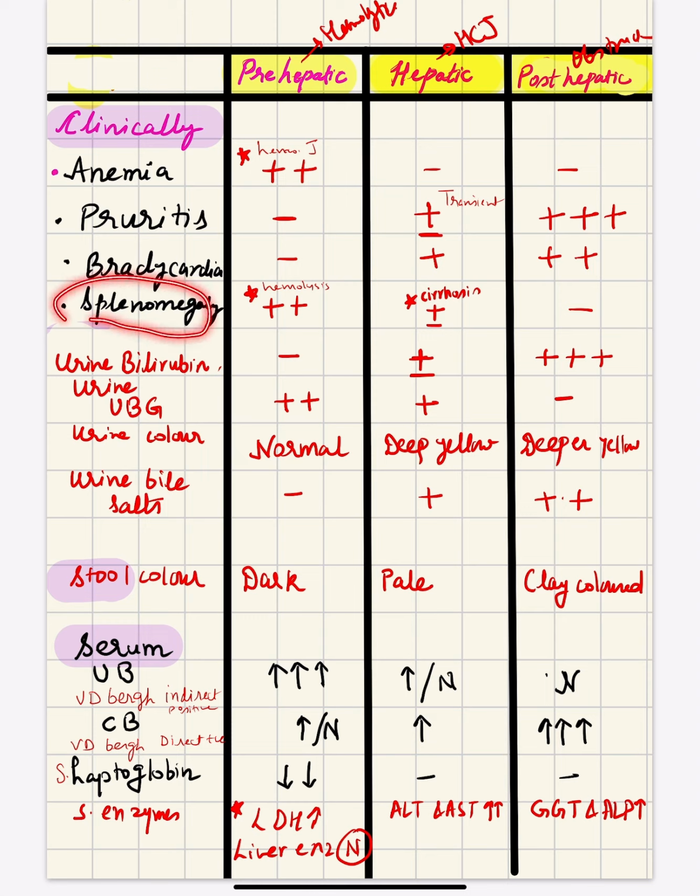Now splenomegaly can be a feature of hemolytic jaundice, and it can be present in hepatocellular jaundice when the cause is cirrhosis. It will be absent in post-hepatic jaundice. So these features you should know to solve various problem-based questions. Then next, the urine bilirubin.